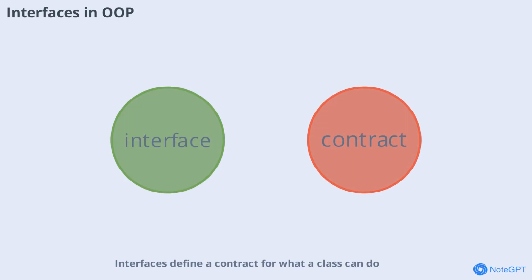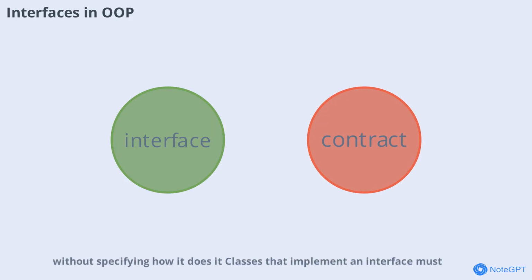Interfaces define a contract for what a class can do without specifying how it does it. Classes that implement an interface must provide concrete implementations for its methods. Interfaces are a powerful way to achieve abstraction and polymorphism, allowing different classes to be used interchangeably if they share the same interface.